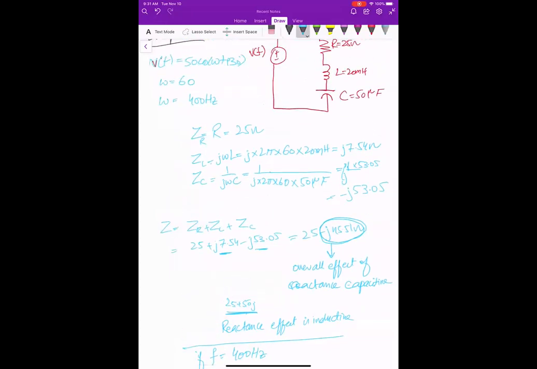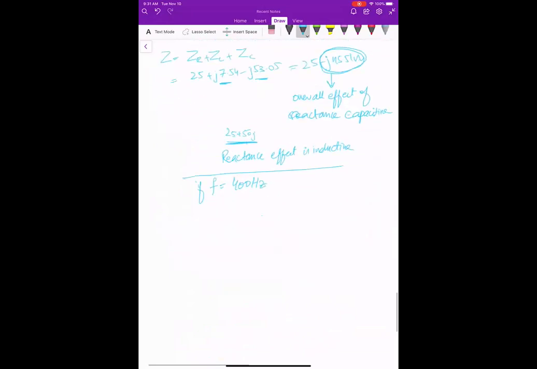I think resistance will remain the same, but inductance and capacitance effects will change because the reactance of the inductor and capacitor are dependent on omega. So let's see that. Our ZR will be 25 ohms. Our ZL will be J omega L, and our ZC will be minus J over omega C.